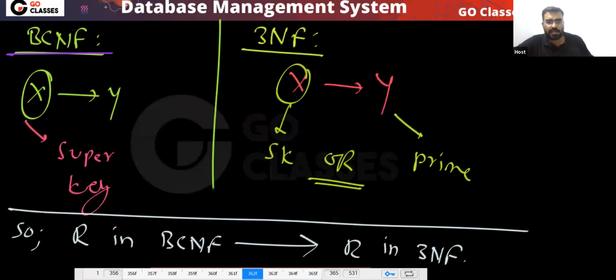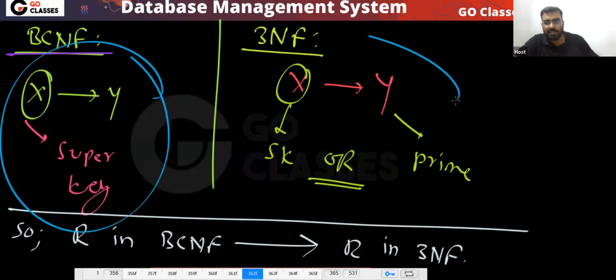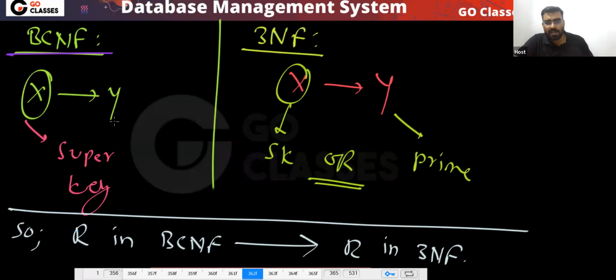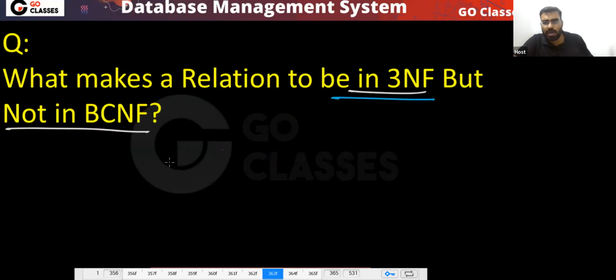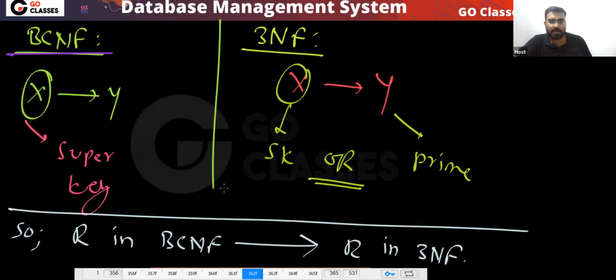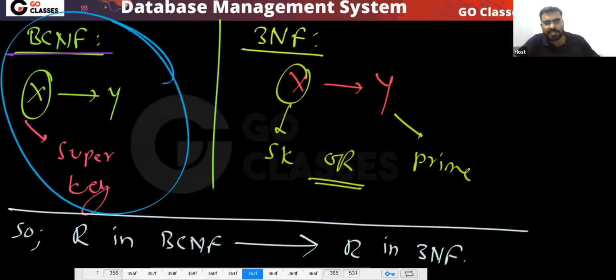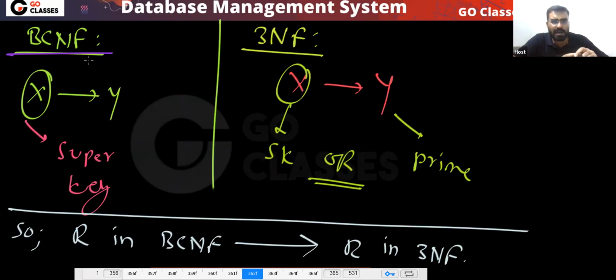Tell me, is this clear? Please see, this is a very easy concept. This is the condition for BCNF. This is the condition for 3NF. When will it happen that you don't have BCNF, but you have 3NF? You should not have BCNF.